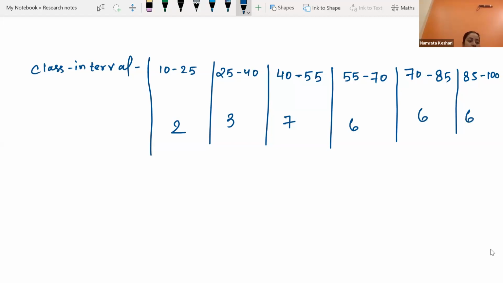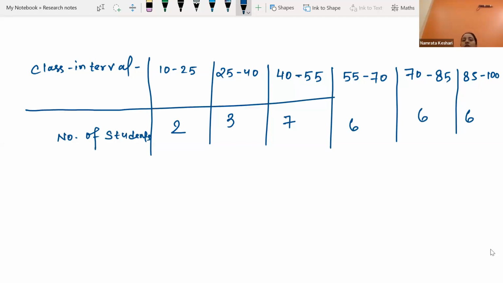Okay, here again it is written that number of students, that means frequency only. When the data is given in grouped manner, okay, grouped data when we are having, then how we'll be finding the mean? Okay, so we will make a table. Let's make a table.